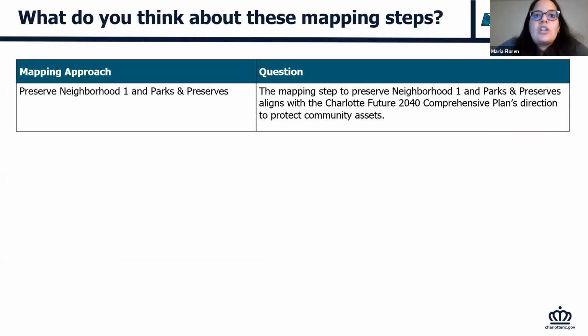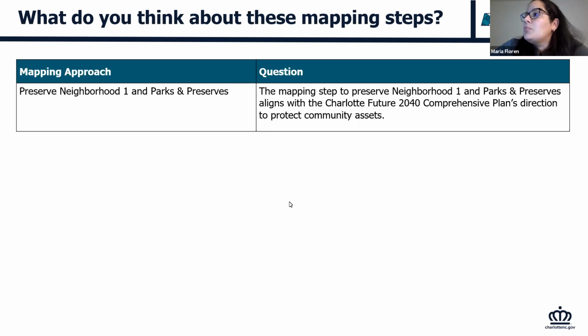So before we start talking about potential changes to the current approach, we'd like to ask some questions about what you've seen reflected in the draft as of now. We think a number of the steps described in the current mapping approach are accomplishing the goals of the comprehensive plan, but want to hear whether or not you agree. So we're going to launch our first poll to see if you agree with the statement.